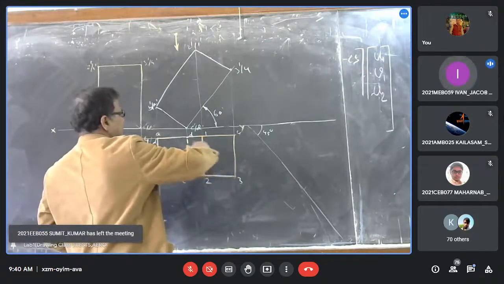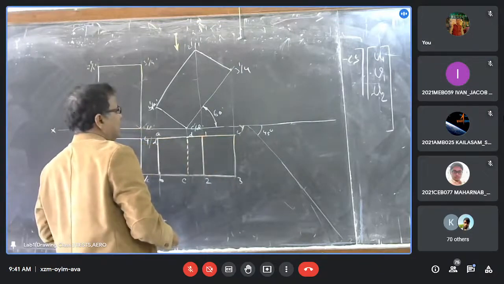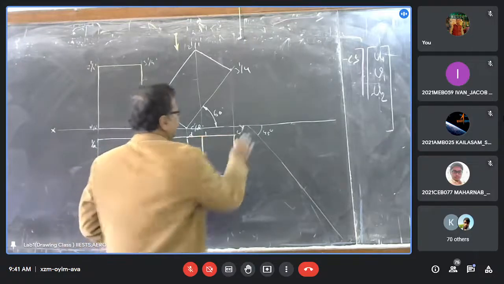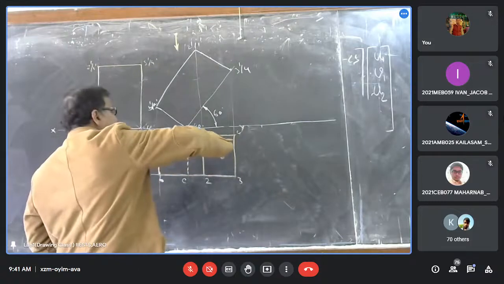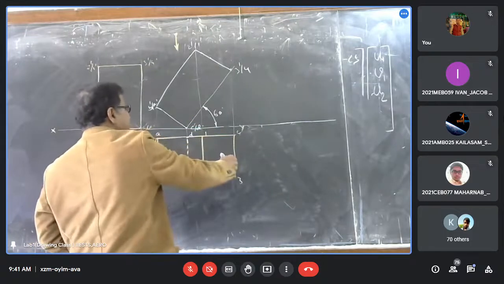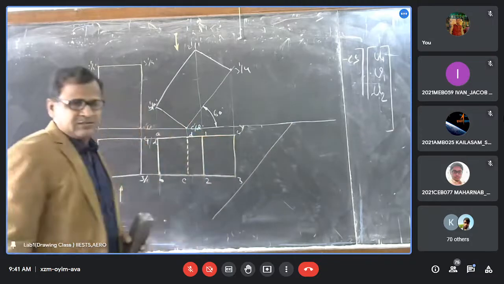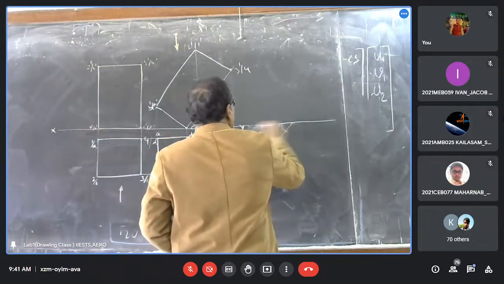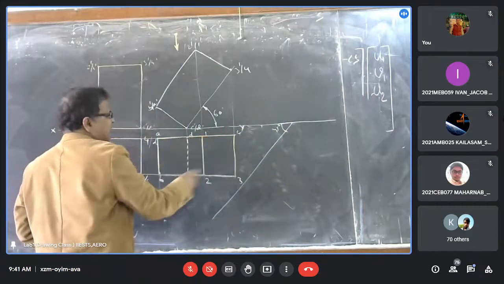Sir, this is anti-clockwise, right? Sorry, I am just rotating clockwise like this. That means you have to draw 45 degrees like this. Okay, this is 45 degrees. Now you put B and C on that line.